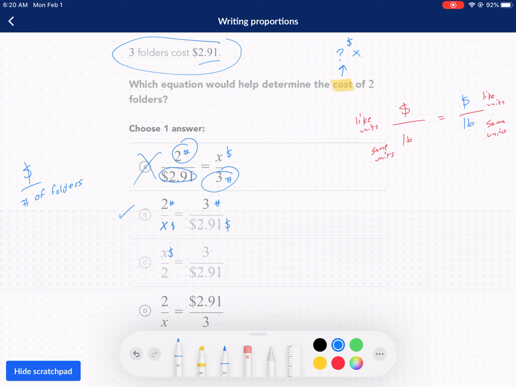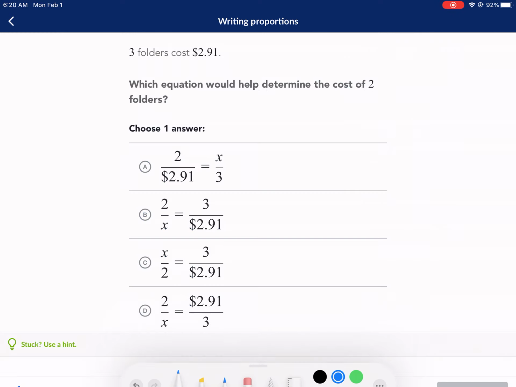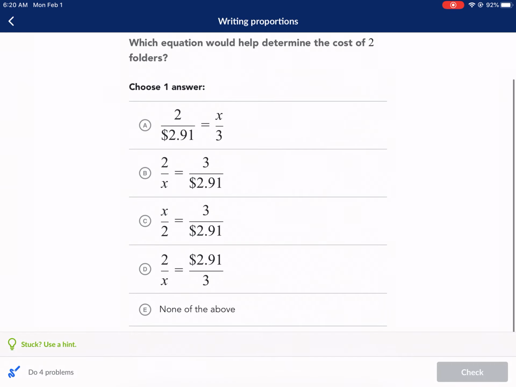Here we have the cost on top, number of folders on the bottom. Then we have number of folders on the top. That's no good. We can't have that situation. You look at this one, letter D, same deal. We have dollars on top, and then on the bottom over here, we don't want that. That's no good. Okay, so I think those are our only, no, we have none of the above.